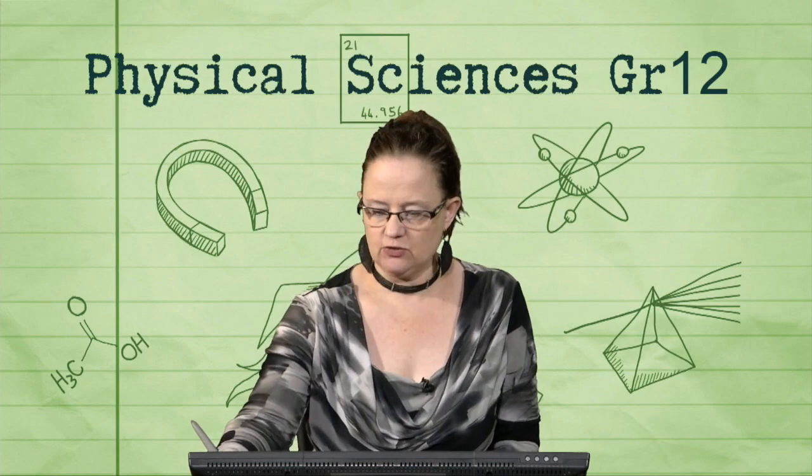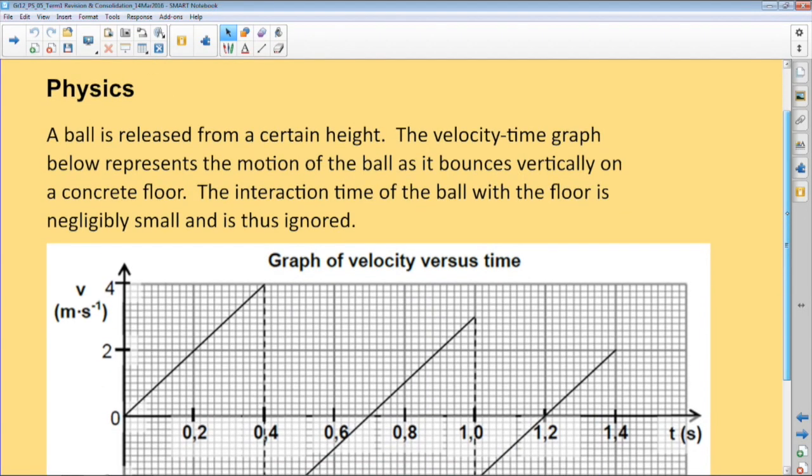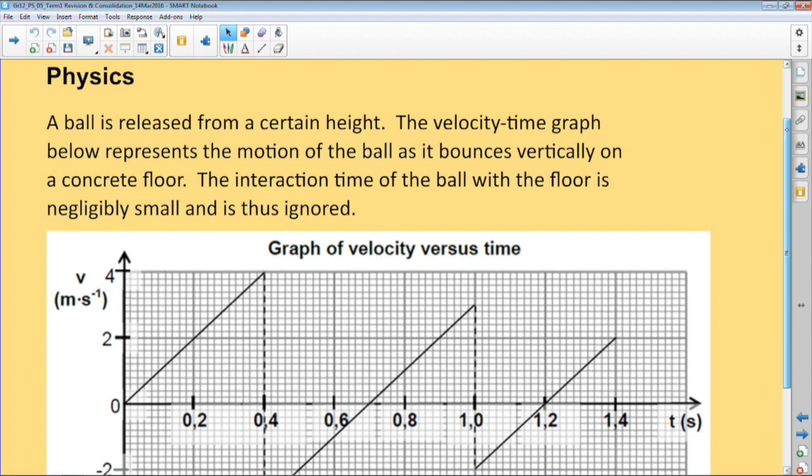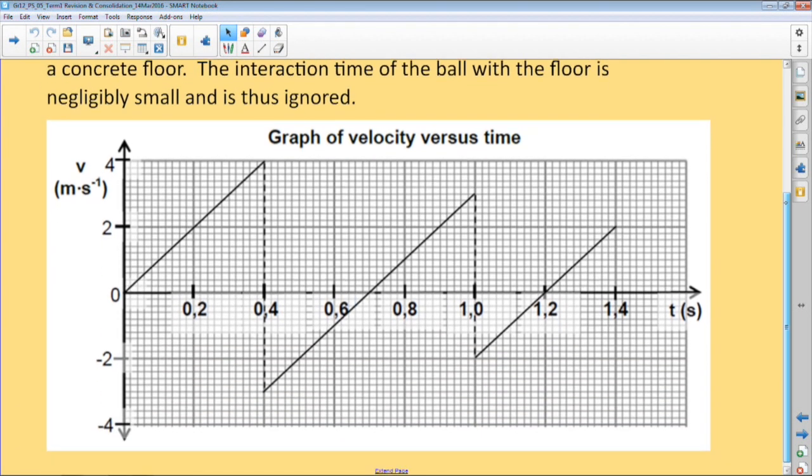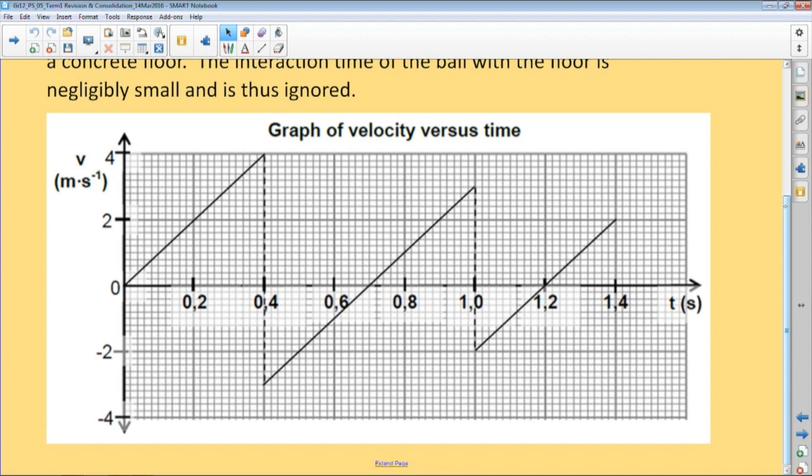Now, the question says, and I want you to have a look at it before I give you time to do anything, that a ball is released from a certain height. The velocity-time graph below represents the motion of the ball as it bounces vertically on a concrete floor. The interaction time of the ball with the floor is negligibly small, so we can just ignore it. And then there's the graph. From this graph, you're going to need to interpret some stuff.